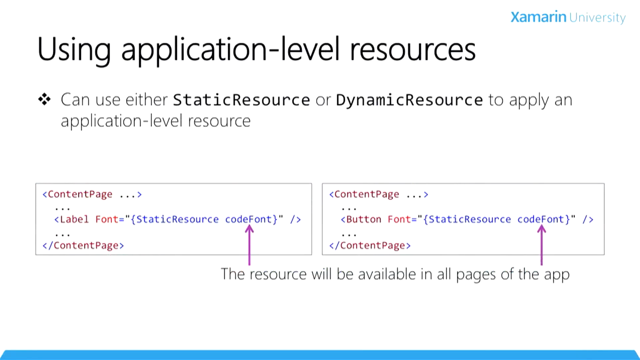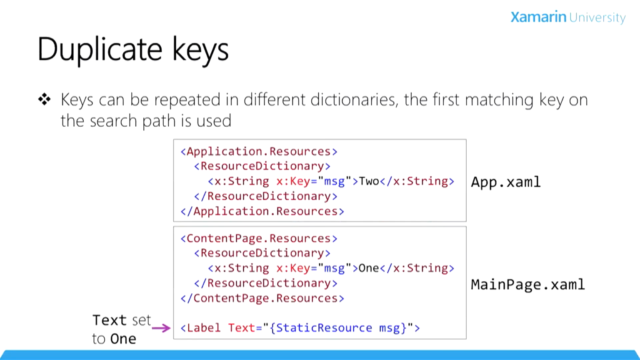Resources that you define in your application's dictionary are available throughout your entire application, and you can use static resource or dynamic resource to access them. Interestingly, each resource dictionary is independent, which means the same key could be used in more than one dictionary. And it's not an error if the same key appears in multiple dictionaries on the search path. The resource associated with the first matching key on the path is the one that's going to be used.